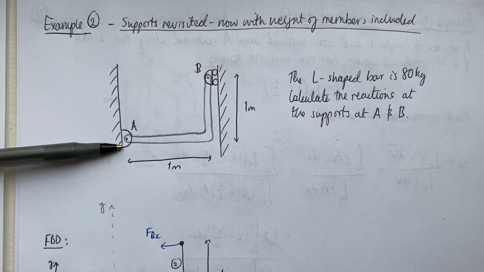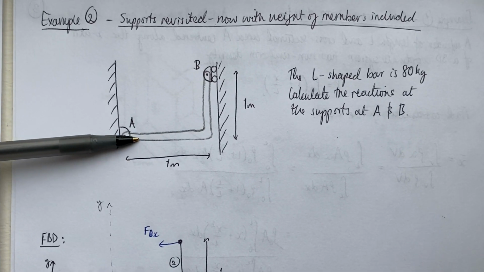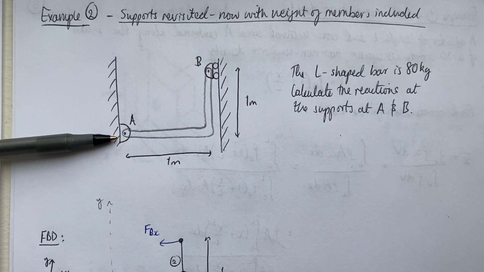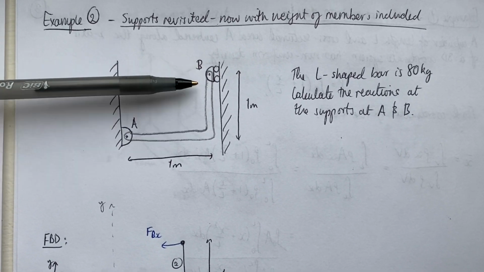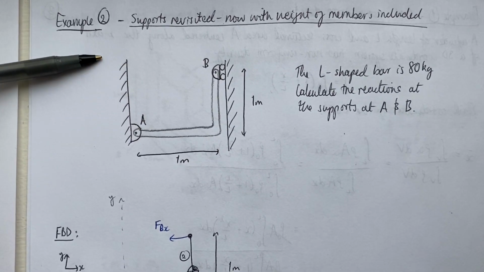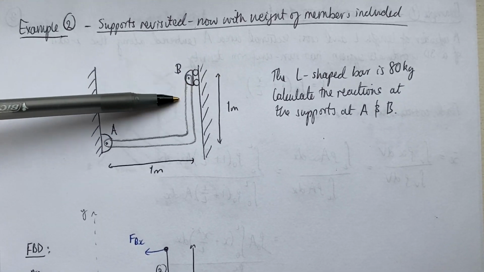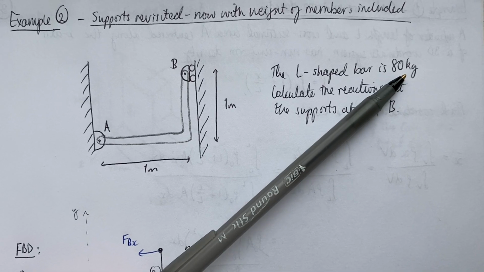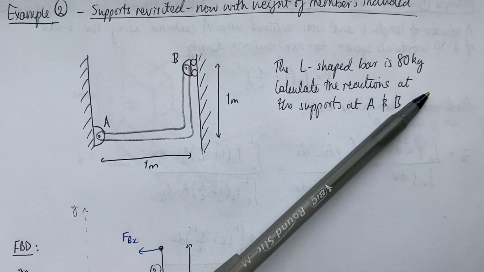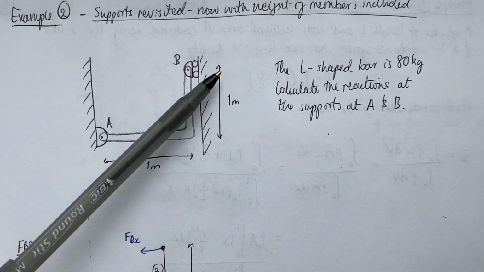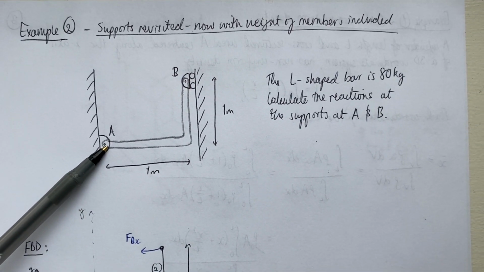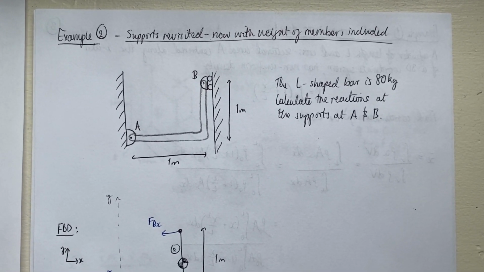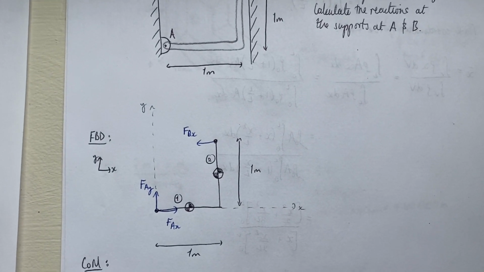So we have this example here. We have this L-shaped beam or bar structure supported at A with a pin support and at B with a roller support. It's 1 meter long and 1 meter high. And we're told that this L-shaped bar is 80 kilos, and we want to revisit something that we've looked at before, i.e. we want to calculate the reactions at these supports, but now including the weight of the bar itself. So the first step, as always, is to draw a free body diagram.